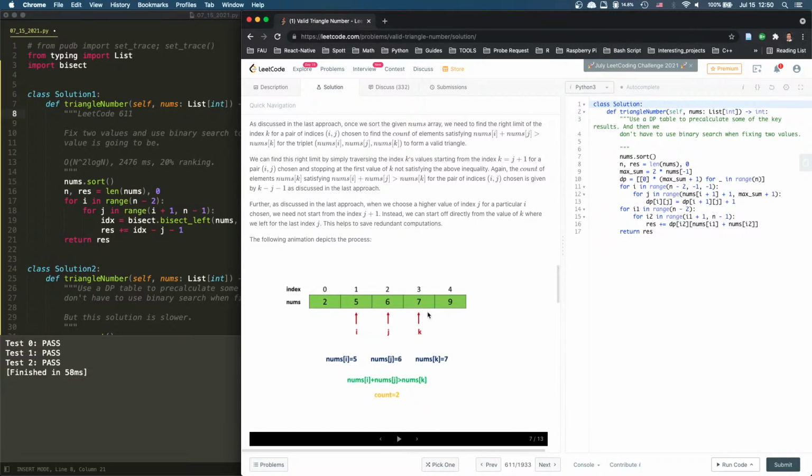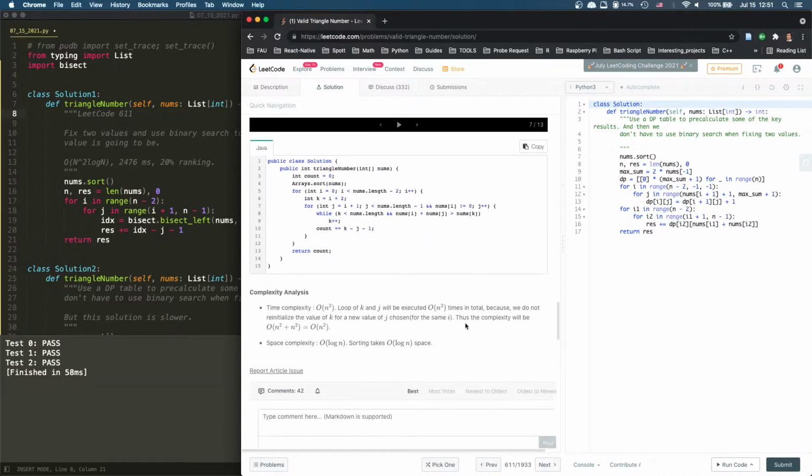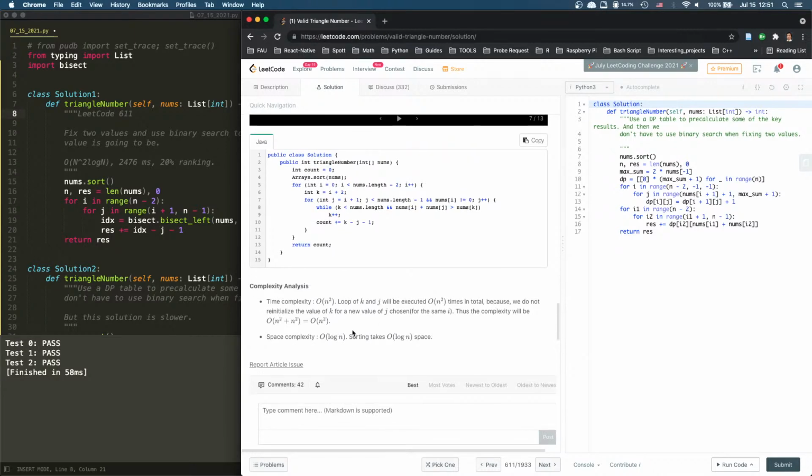And then this way is O(n squared) because j and k, the loop of k and j will be executed. Reinitialize k. Nice.